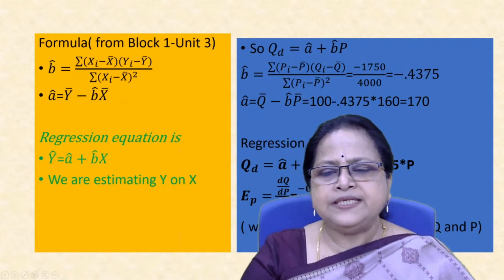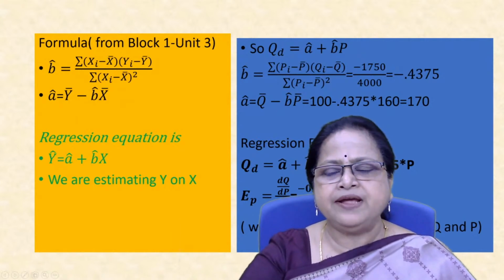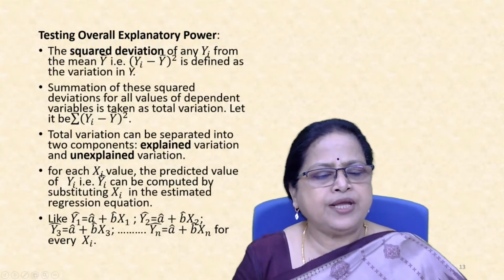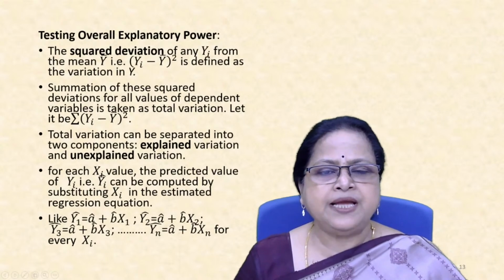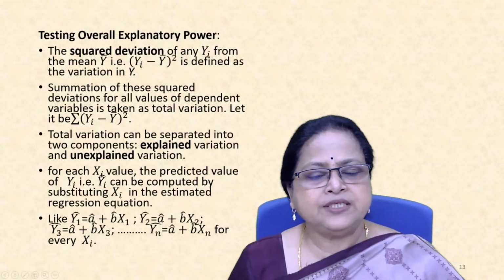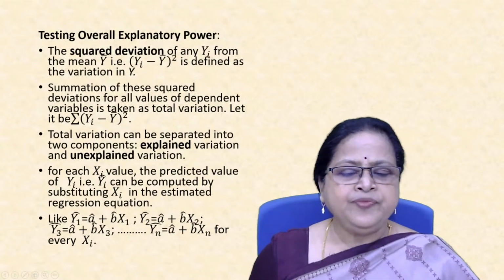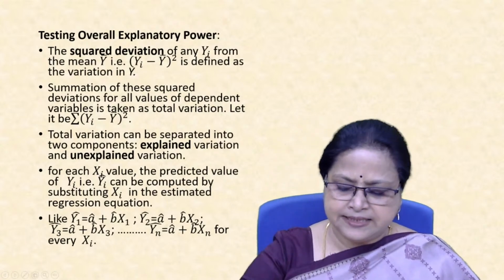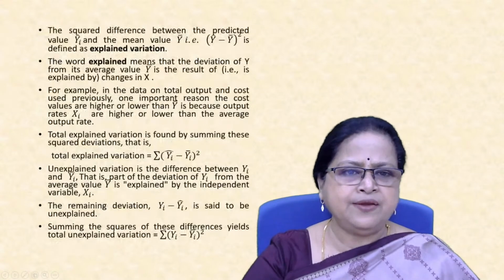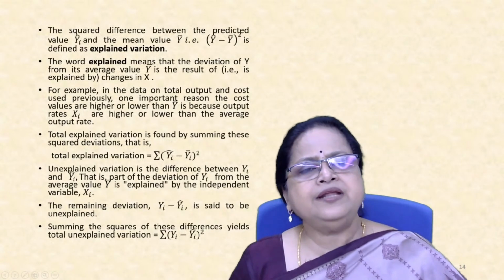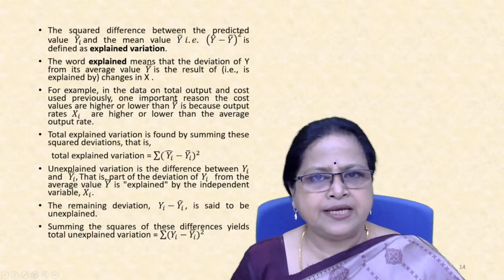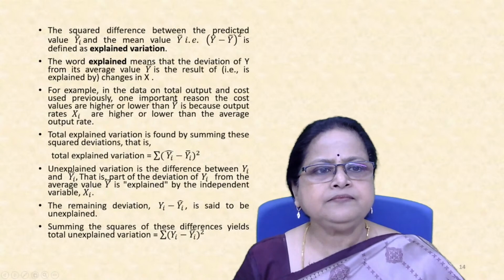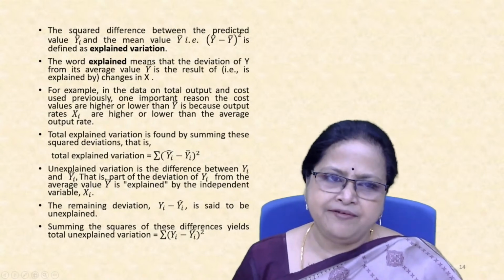Now the p value is changing, so the estimated value of qd is also going to change. So we can write y1 hat is equal to a hat plus b hat x1, y2 hat is equal to a hat plus b hat x2, and yn hat is equal to a hat plus b hat xn, and so on. For every xi we can write that. Now the squared difference between the predicted value yi hat, or estimated value, and the mean value y bar is defined as the explained variation.